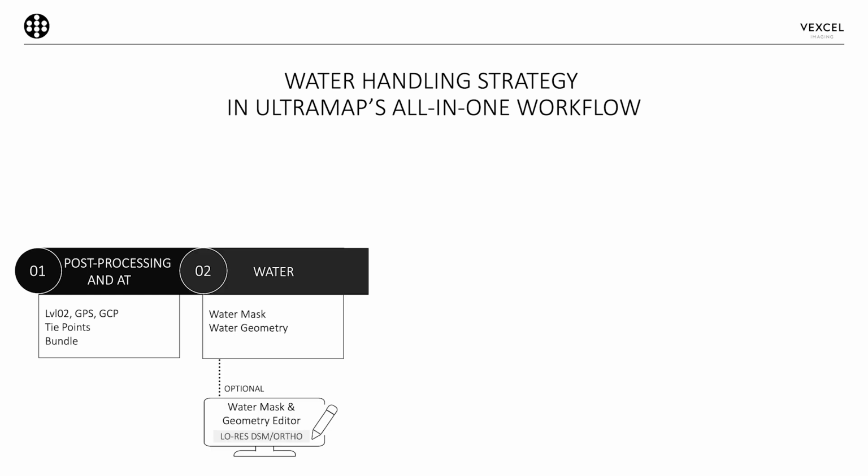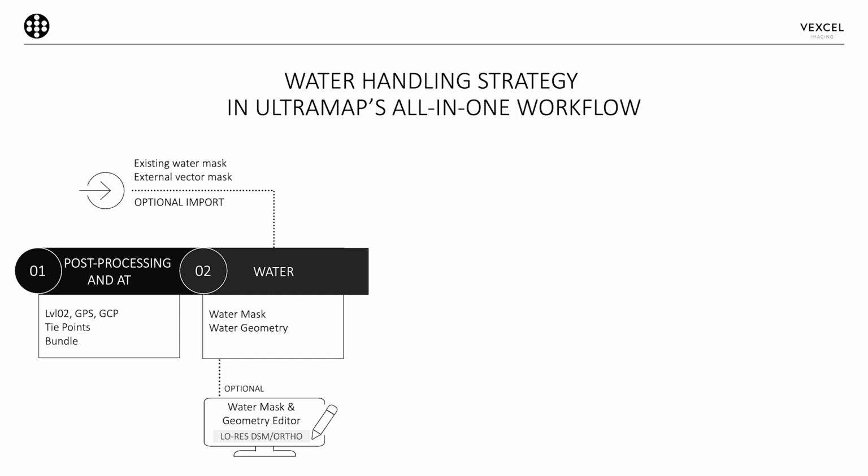Then in the next step, the water classification is done automatically. This results in a water mask which can be visualized, inspected by the operator, and also edited by the operator. And then based on that water mask, the software automatically calculates the height of the water bodies, and this is then also available for the operator for inspection and modification.